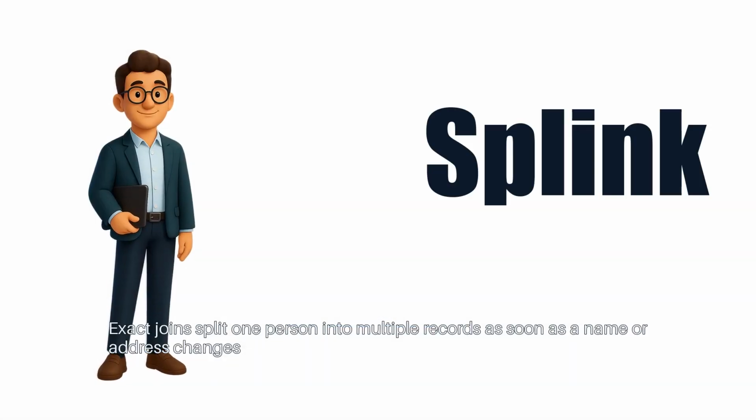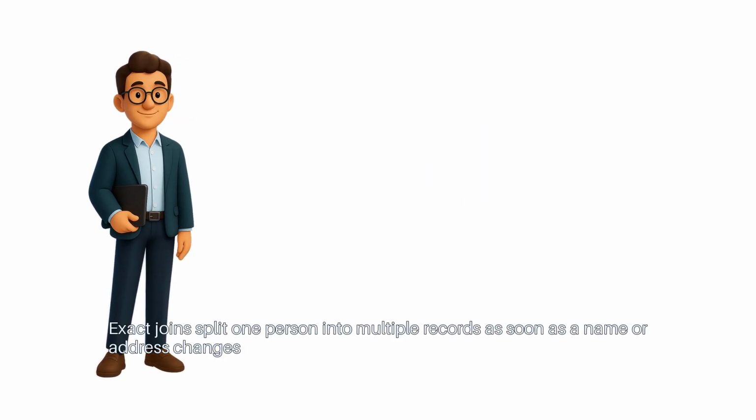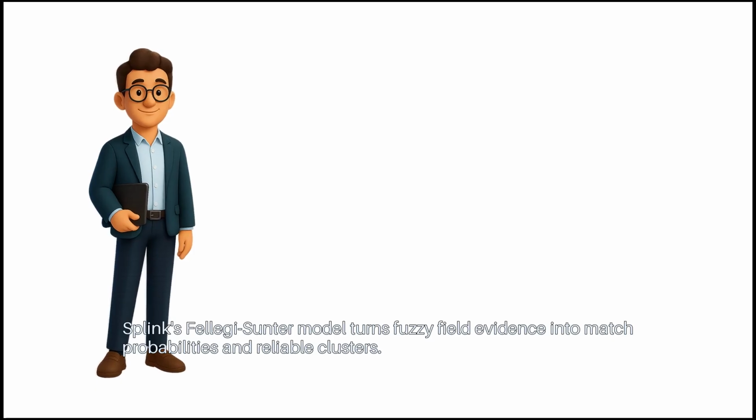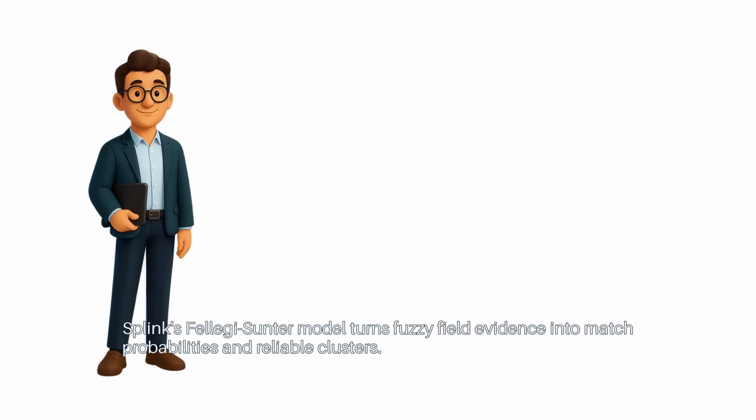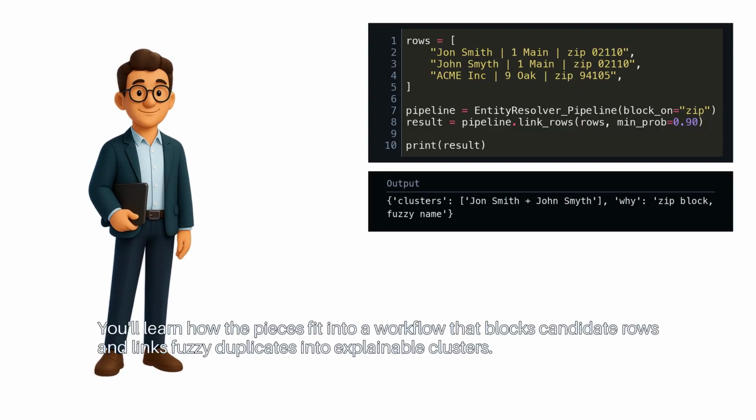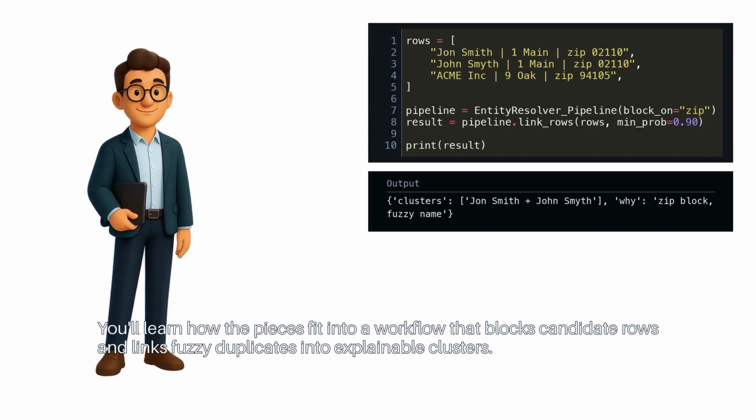Exact joins split one person into multiple records as soon as a name or address changes. Splink's Fellegi Sunter model turns fuzzy field evidence into match probabilities and reliable clusters. You'll learn how the pieces fit into a workflow that blocks candidate rows and links fuzzy duplicates into explainable clusters.